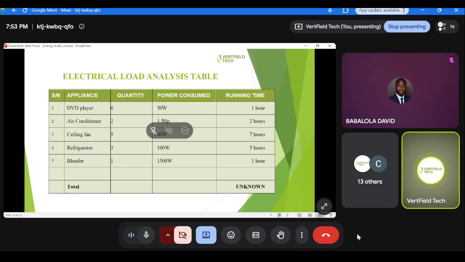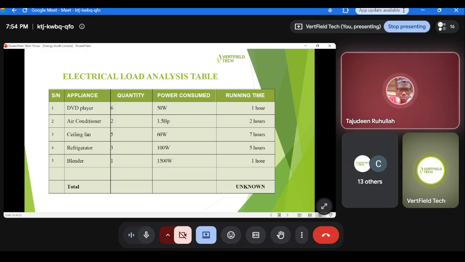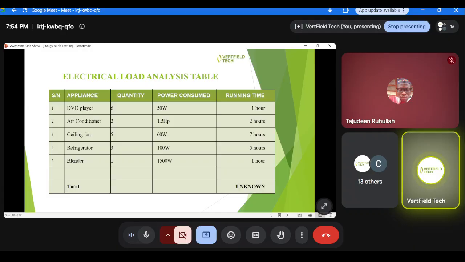So now the table you saw before that was incomplete is now very much complete. You can now see the quantity of appliances appearing, the power consumed, and the running time all appearing appropriately. So now we have to finalize by running a load audit on this facility. Mr. Major has now told us he wants to power up 5 appliances: the DVD player, the air conditioner, the ceiling fan, the refrigerator, the blender. Those are the 5 appliances he intends to power up using the solar system. I hope you are jotting down your questions, as we will be taking them after this class.